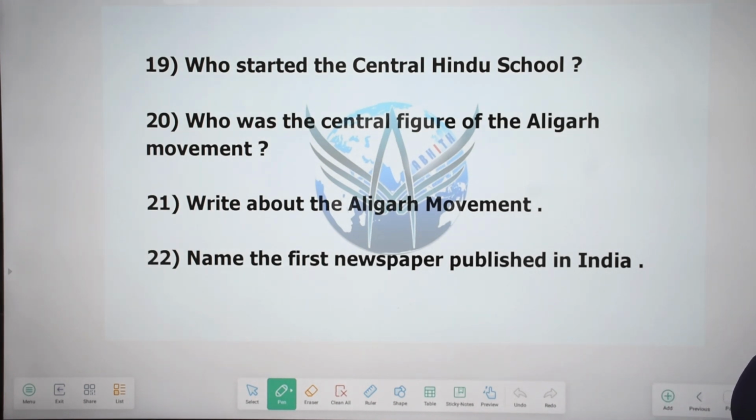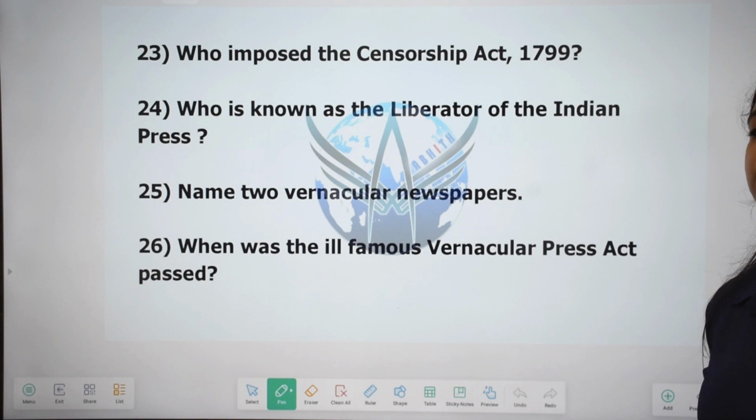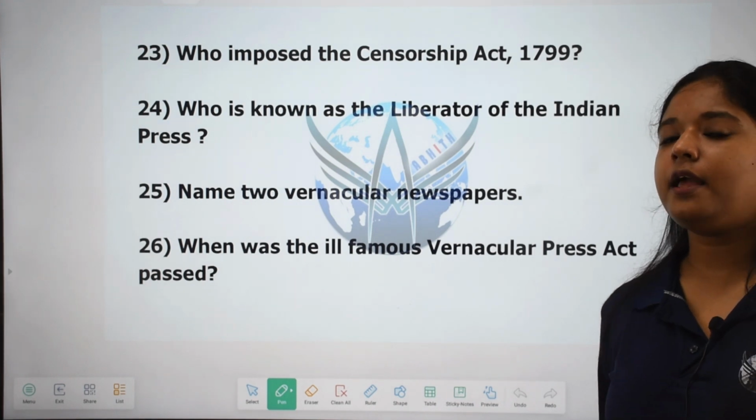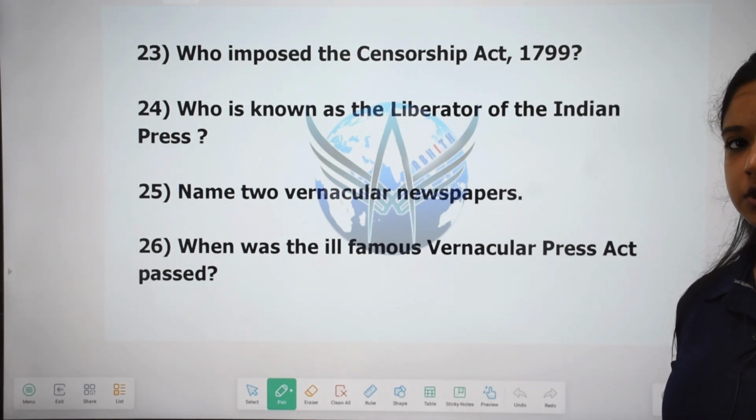Name the first newspaper published in India. The first newspaper published in India was Bengal Gazette. Okay, Bengal Gazette. Who imposed the Censorship Act 1799? Now, firstly the British themselves published newspapers, and those newspapers catered only to the needs of the British, right?